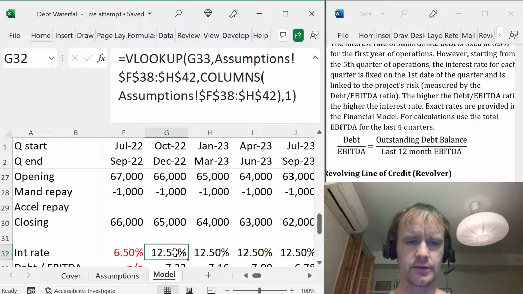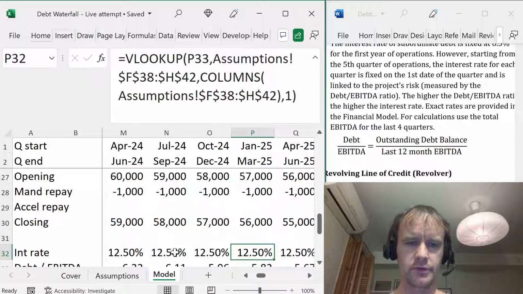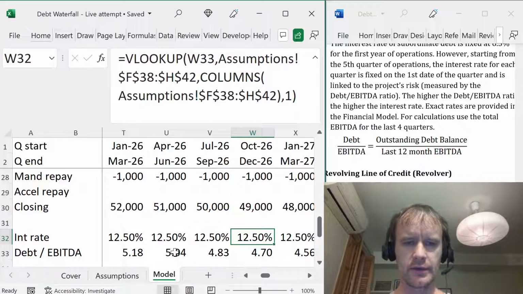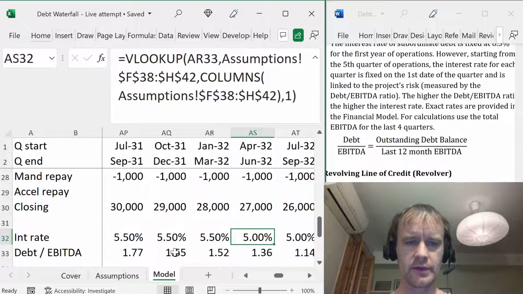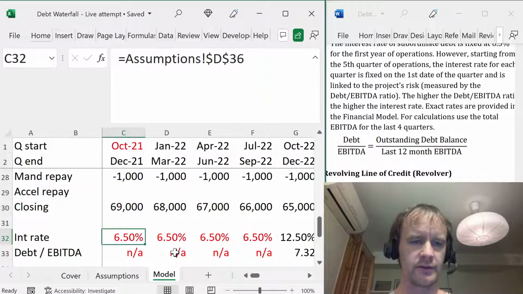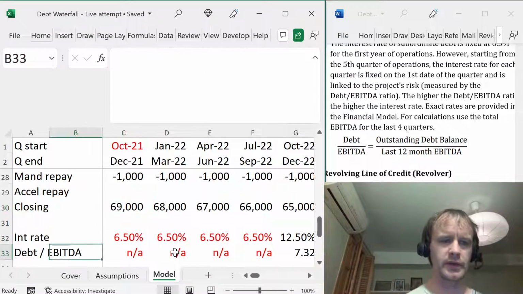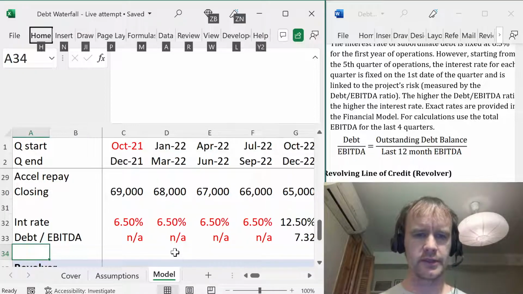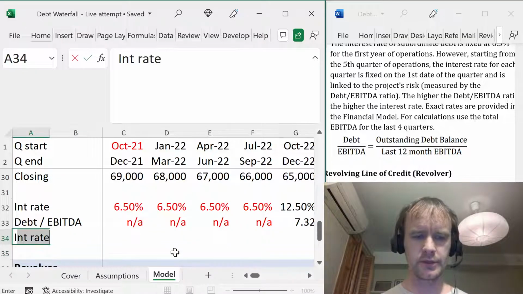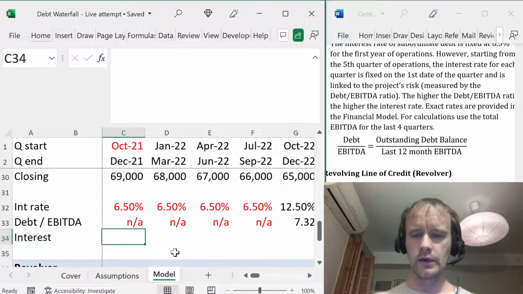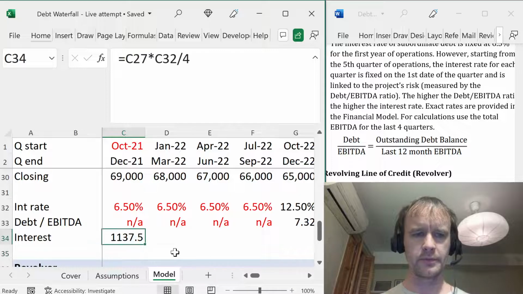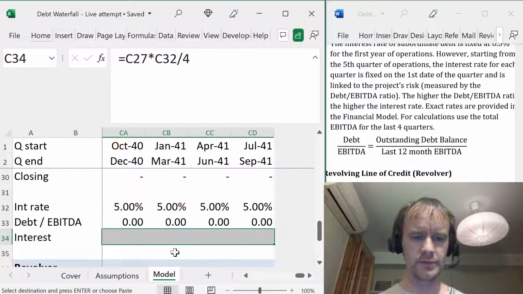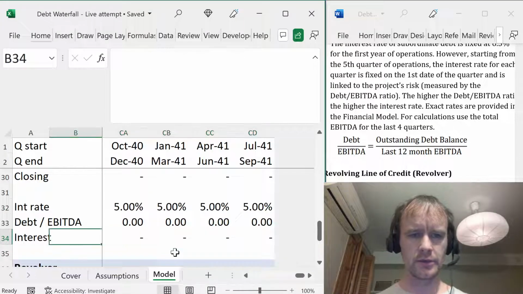Copy that across, so you can see you start off with this sort of punitive interest rate for a little while, and then as you gradually pay down debt, at some point it comes back down into the realm of the 6.5s, and then back to 6, 5.5, 5, etc. Okay, so then I've calculated the interest rate. Let's calculate the actual interest, which again is just going to be the opening balance times the interest rate divided by 4. And I'll take one of these many formats, copy it across.